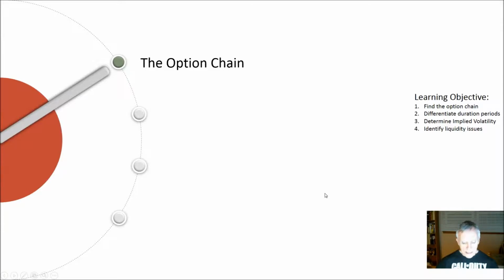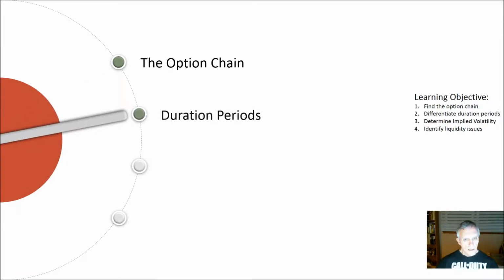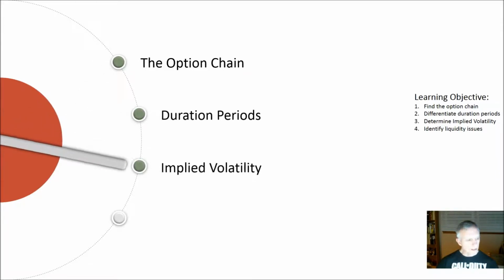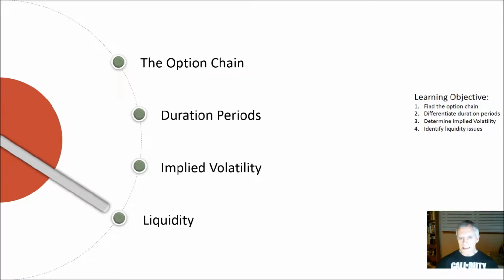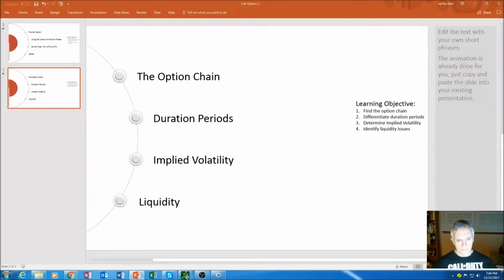All right, we're going to take a look at the options chain, duration periods, implied volatility, and liquidity, all with the end state for our learning objectives, just so that you will be able at the end of this to find the options chain in your trading platform, differentiate between the duration cycles or the expiration cycles, determine the implied volatility and what that means, and identify liquidity issues. So let's get started.